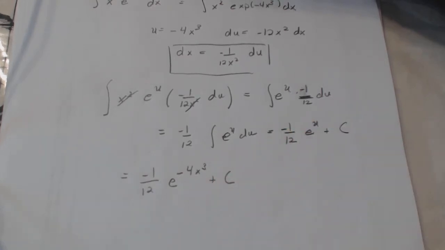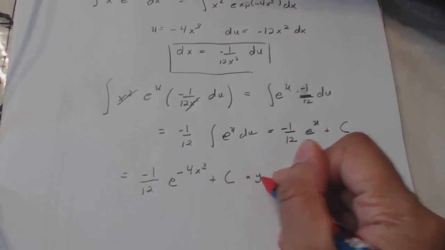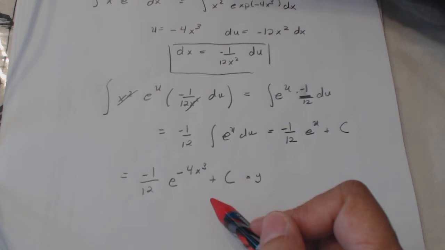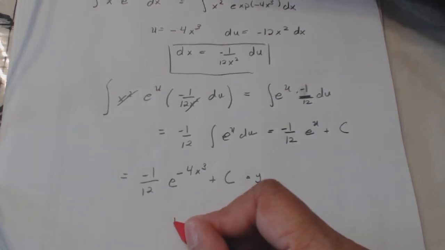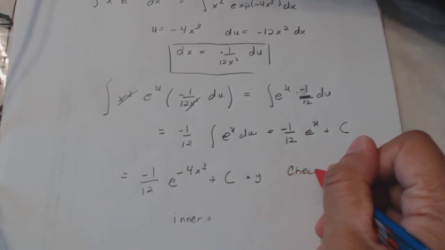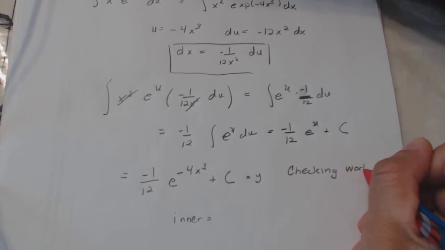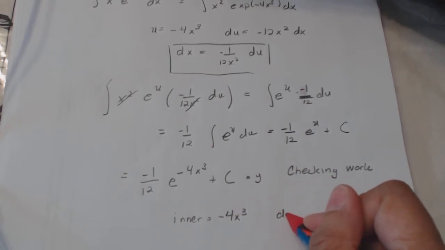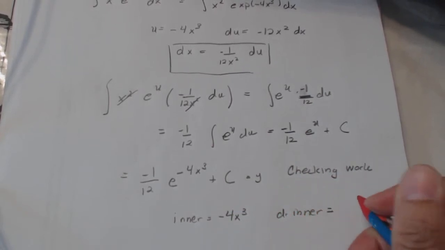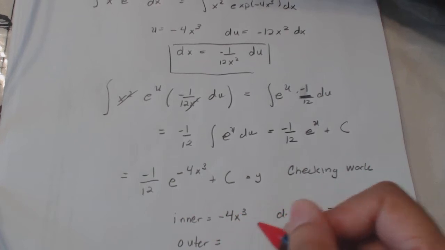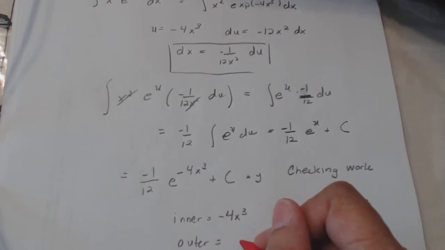Now, what's amazing about this is you can actually check your work by taking the derivative of what you just got. If we call this y, then I can actually calculate y prime. And this is actually a chain rule with an inner. Just to let you know, I'm checking my work. My inner would be minus 4x cubed. My derivative of my inner would be minus 12x squared. My outer would be found by covering up my inner with my thumb and replacing my thumb with an x.